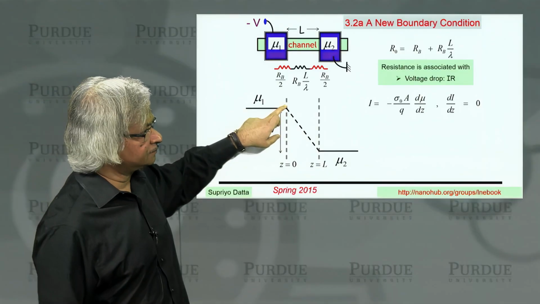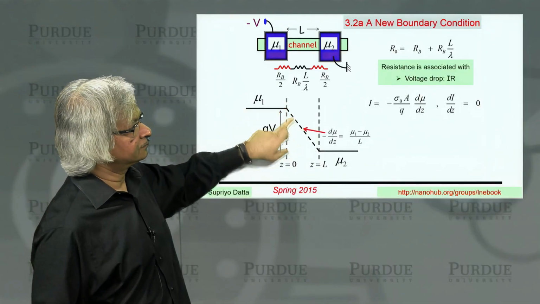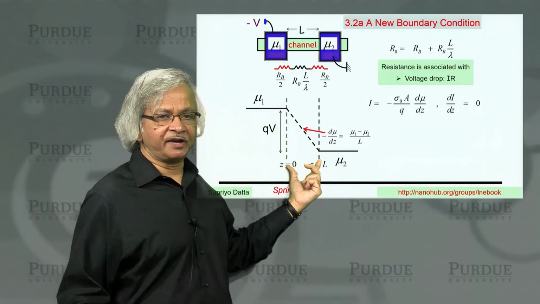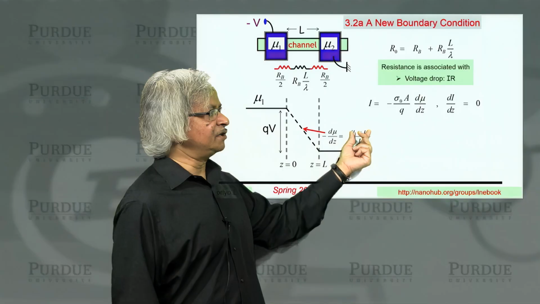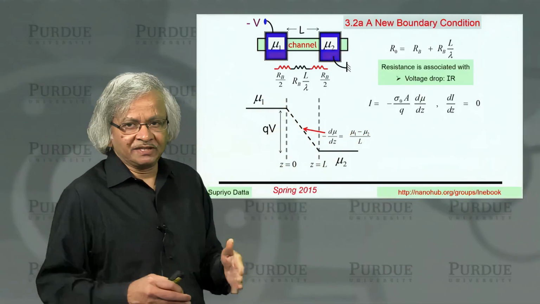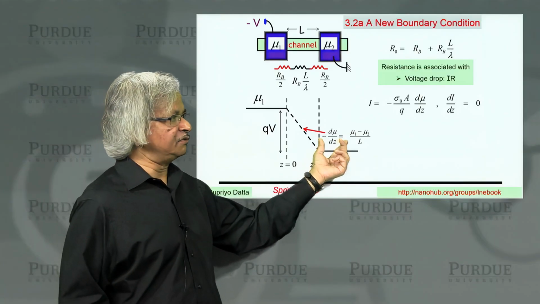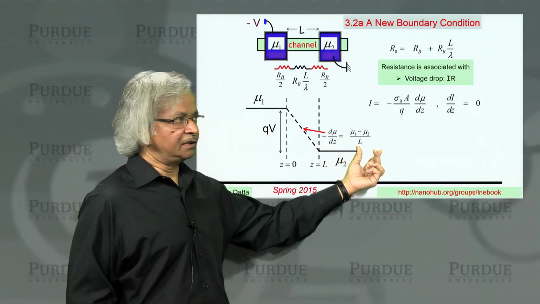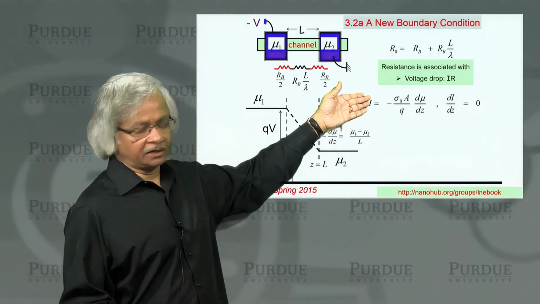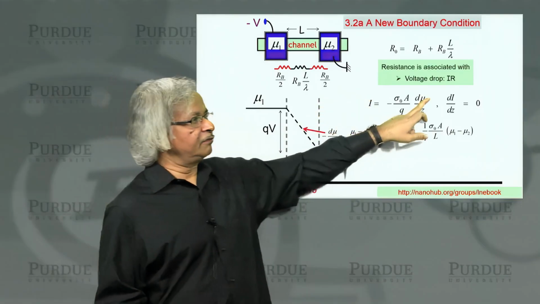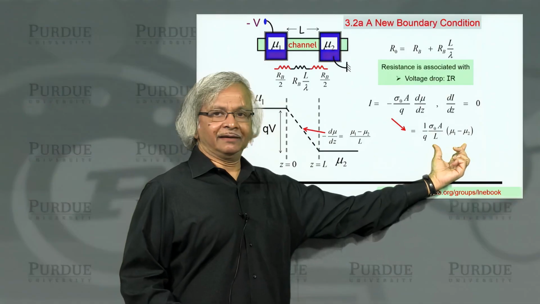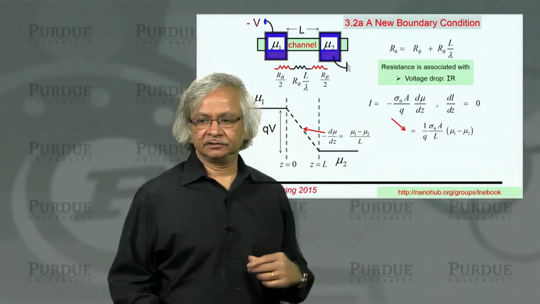Well, so what's the current? We can find the slope. It goes from mu1 to mu2 over a distance L, and it's a straight line. So the slope is just mu1 minus mu2 divided by L. Of course, it's going down, which means the slope is negative. So minus d mu/dz is mu1 minus mu2 divided by L. I can use this to calculate the current now. For minus d mu/dz, I put in this value, mu1 minus mu2 divided by L, and so we have an expression for the current.